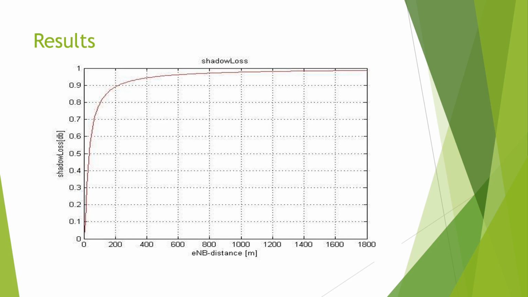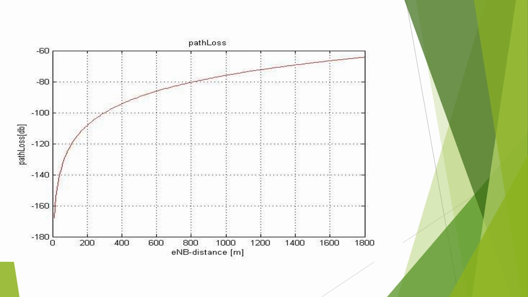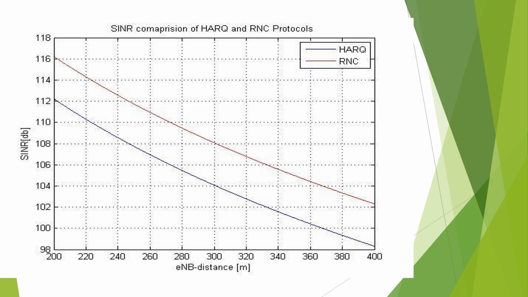So this is the graph for the shadow loss versus distance. You can see that the shadow loss is more as the distance increases, but it is almost the same for higher distances. Similarly, for the path loss, it increases as the distance increases.